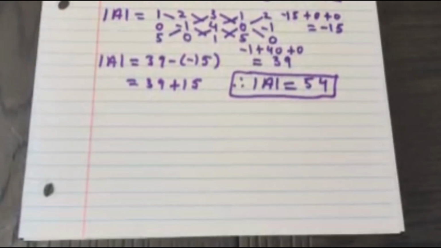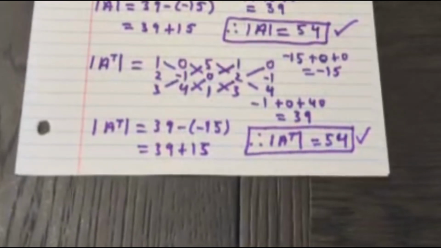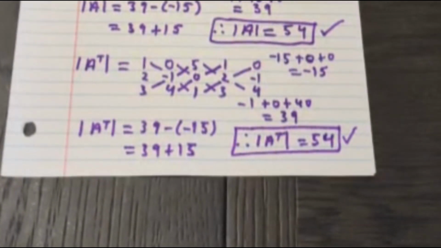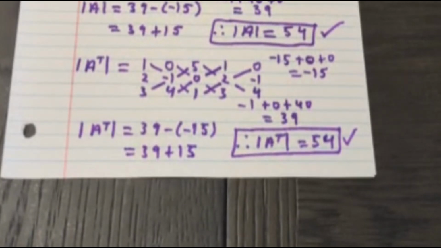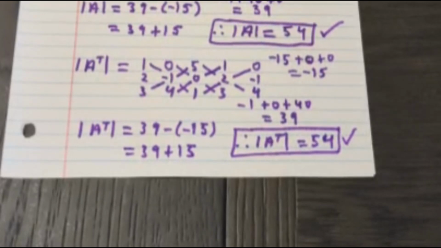Now let's take the determinant of A transpose to see if it's the same. So now I went ahead and found the determinant of A transpose, and as you can see here, when we did it by the graphical method, we still ended up getting 39 for the bottom multiplication and negative 15 for the top. That itself should tell you that the determinant is going to be the same, and as you can see, both the determinant of A and the determinant of A transpose are 54, so we've proven that this is true. Let's move on to the next example.